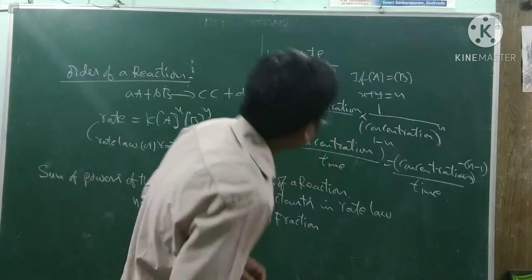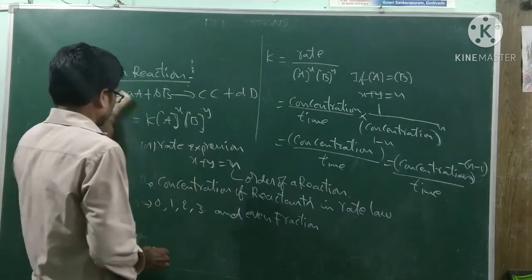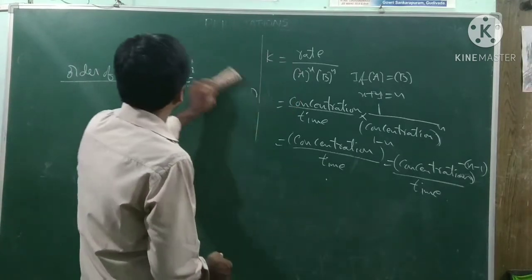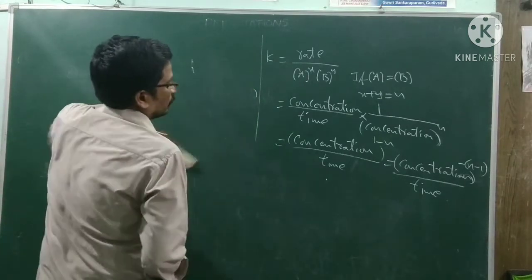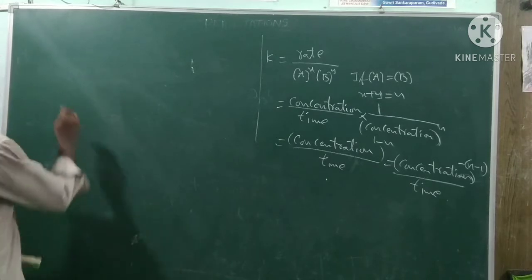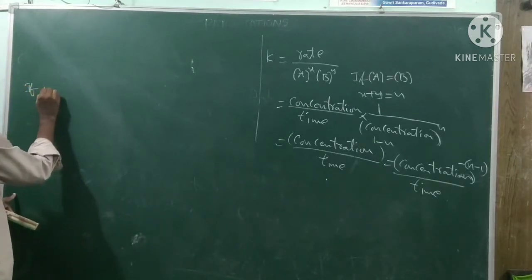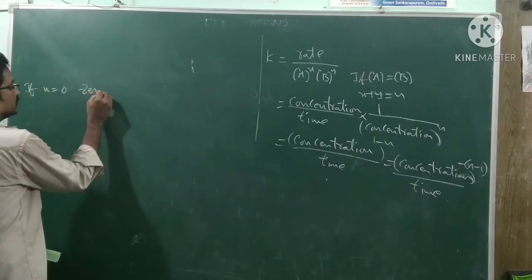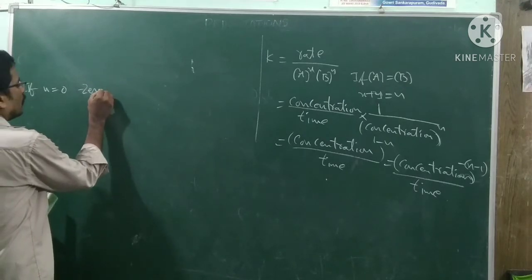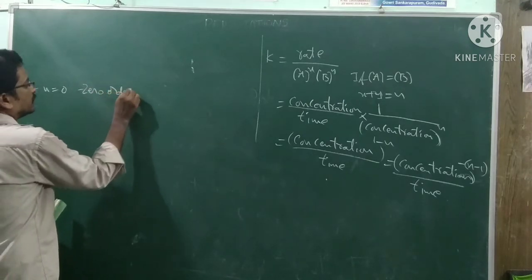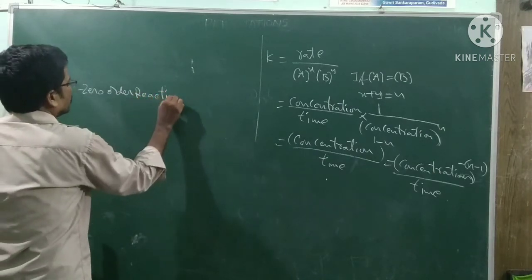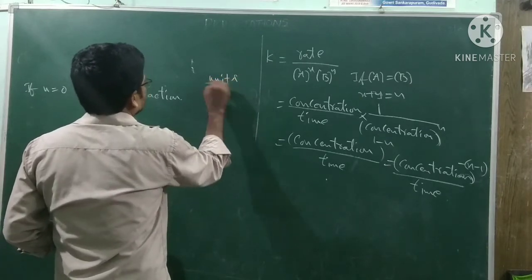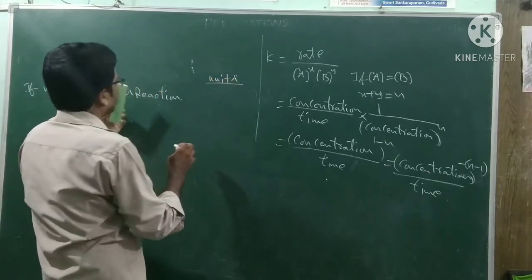Next, if n is equal to 0, this is known as zero order reaction. What are the units for this reaction? Put n is equal to 0 here.